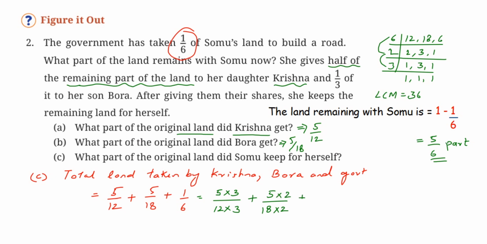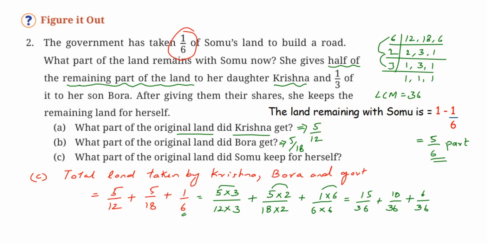And in the third fraction we have 6 in the denominator. And we know that 6 times 6 is 36. This means we have to multiply the numerator and denominator by 6. Now multiply. In the first fraction we have 5 and 3 in the numerator. 5 times 3 is 15. We get 15 by 36. And in the second fraction we have 5 and 2 in the numerator. 5 times 2 is 10. 10 by 36 plus 1 times 6 is 6. We get 6 by 36.